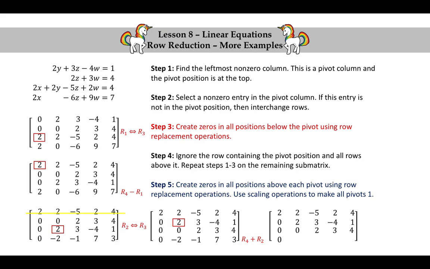0 plus 0 is 0. Negative 2 plus 2 is 0. Negative 1 plus 3 is 2. 7 and negative 4 is 3. 3 plus 1 is 4.